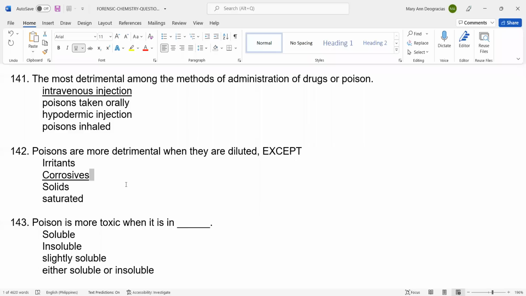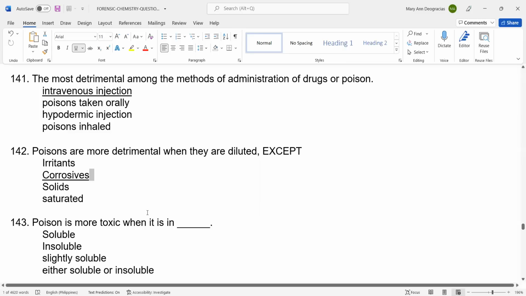So ano ba ang characteristics ng muriatic acid. Pagbukas mo pa lang sa container is umuusok na yan. So meaning mas delikado ang poison pagka corrosive yan kasi mas delikado pagka purong-puro. Kasi diluted means may nadagdag ng water yan.